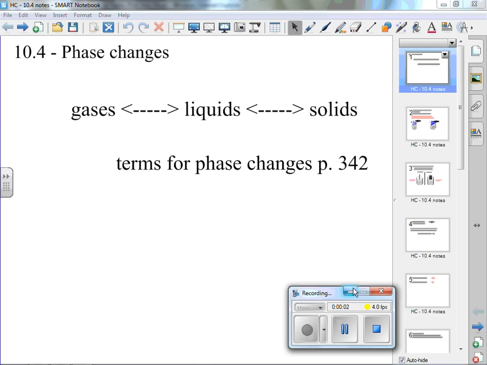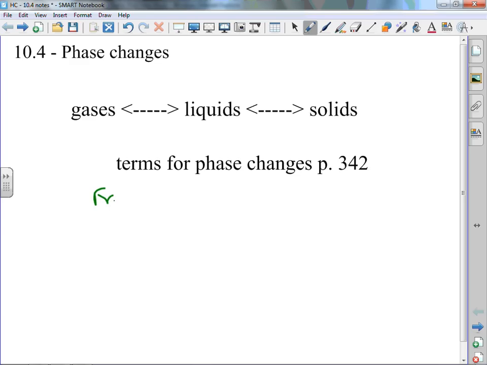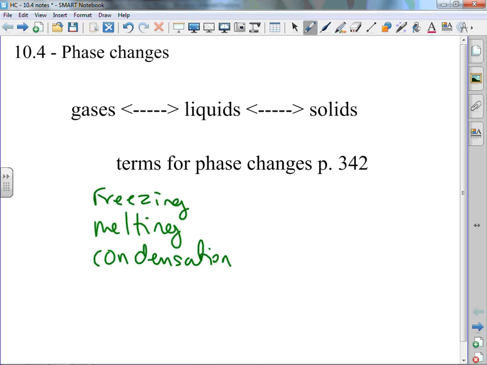In this video, we're going to look at phase changes, more specifically the phase changes that occur between gases, liquids, and solids. On page 342 of your text, and you can find this in other places also, you can see the various terms that are used to describe the phase changes that occur. You're going to see terms like freezing and melting, condensation. You're also going to see terms you may not recognize, like sublimation or deposition.